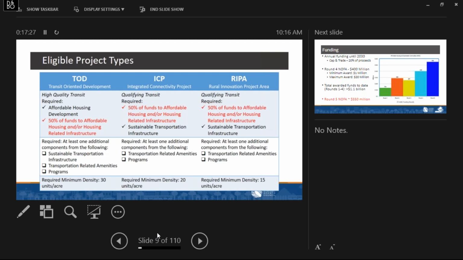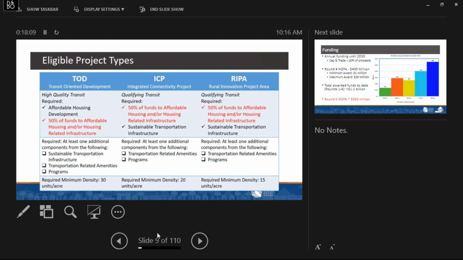So for this project area type, you're required to build in an affordable housing development. And new for this round, there's a requirement that 50% of the funds go towards the combination of affordable housing and or housing related infrastructure. So additionally, these project area types are required to build in at least one of the additional program components. So the affordable housing development and sustainable transportation infrastructure, transportation related amenities, or programming costs.